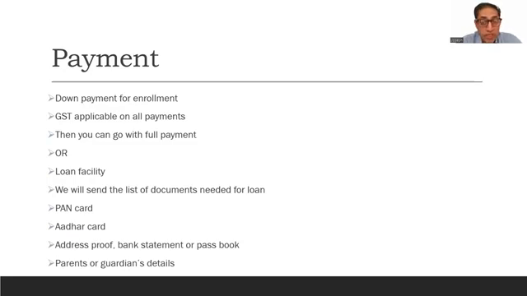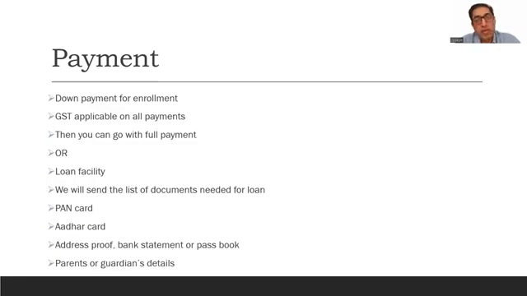How does the admission process start? For the admission process, first you have to give us a down payment. Okay, all the payments will be plus GST. Okay. Now, after you have given the down payment, there are 2 options. One is you can go for a loan, or you can do the payment yourself. If you're doing the payment yourself, then you can do the payment in 2 EMIs.